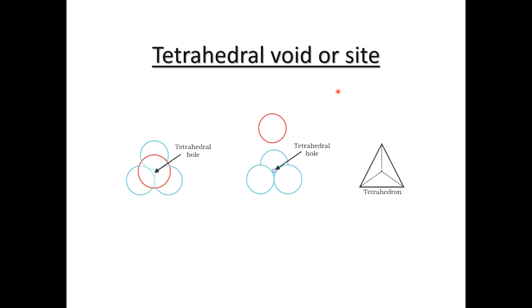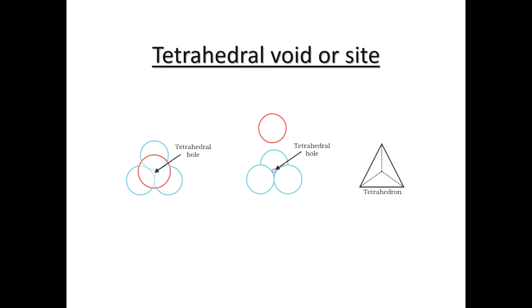Tetrahedral void sites means a sphere in the second layer is placed above three spheres of the first layer touching one another. For example, 1, 2, 3 are first layer atoms and this atom is in the second layer. So these four make this void. This void is known as the tetrahedral void. Why is it known as tetrahedral? Because the shape of the void is not tetrahedral, but the arrangement of these atoms is tetrahedral. That way it's known as the tetrahedral void or site.